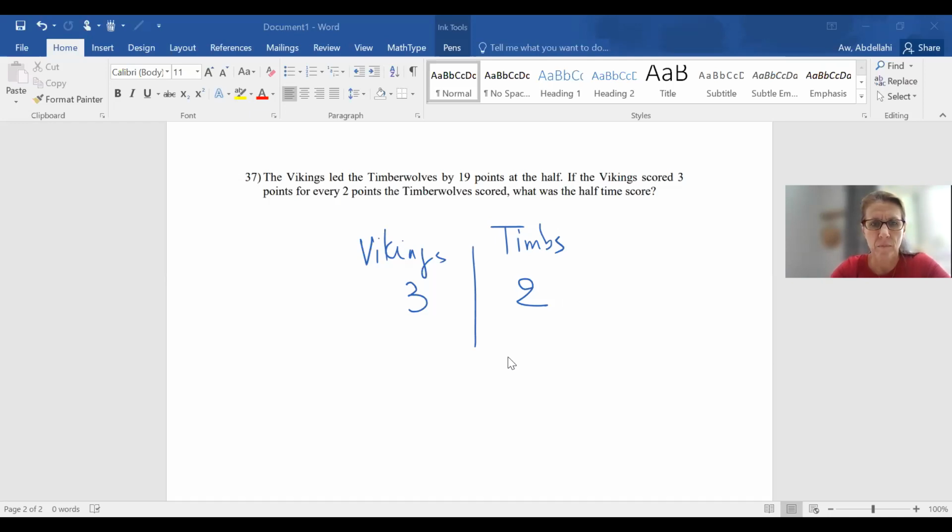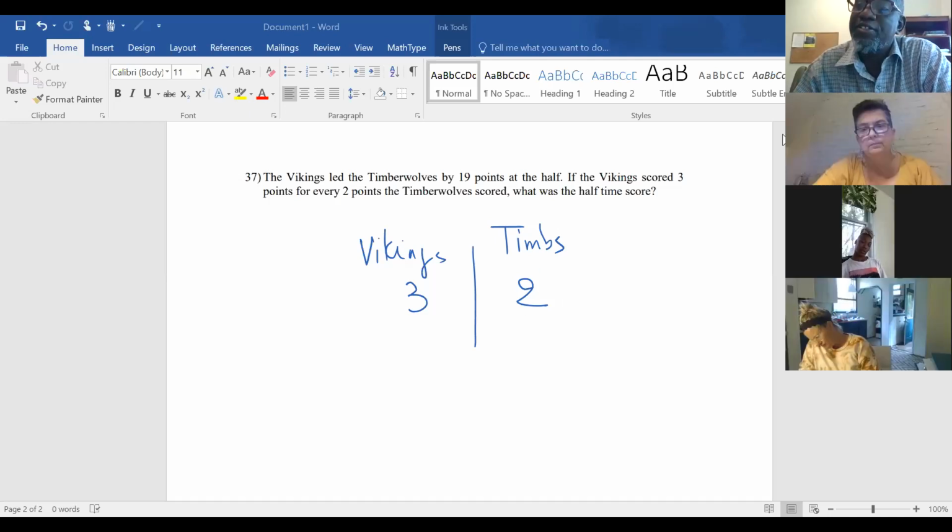Now you see, when you say 19 under Vikings, you are stating that the Vikings scored 19 at the half. That we don't know. What you know is the difference, right? So you see here, we have to involve a variable because there is an unknown. The unknown is how much each one of them scored, right? We know the difference is 19, but we don't know exactly how much each one scored, right?